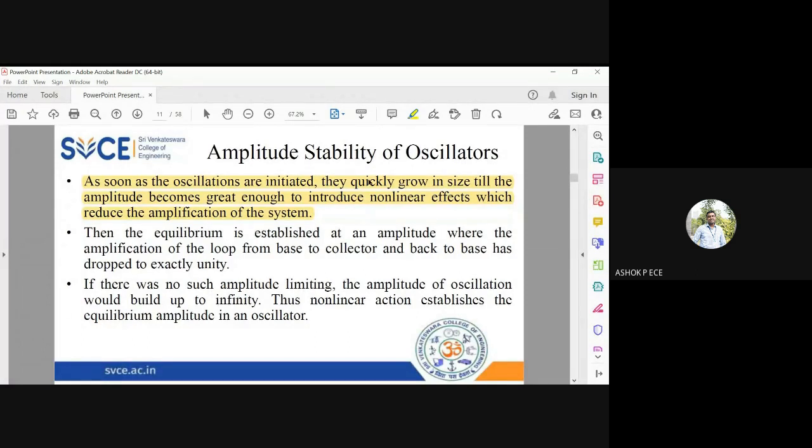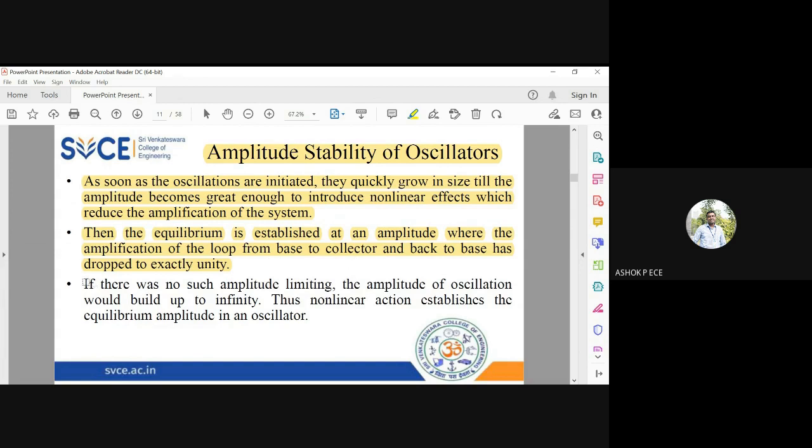So the noise signals are growing more and more, which will make your amplifier non-linear, which means that at one point the amplification becomes constant. It will not grow beyond a particular value. At that point, your oscillator becomes a source of sustained oscillation. There you see the equilibrium is established where the loop gain has become exactly equal to 1. Mod A beta is exactly equal to 1.